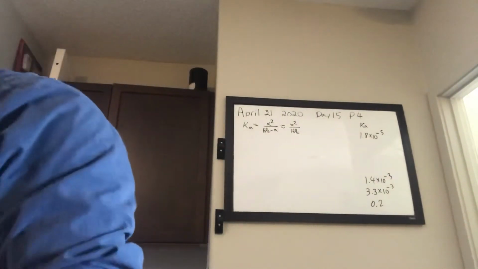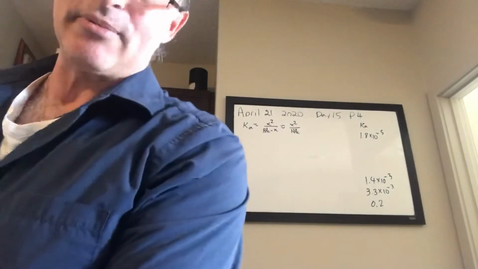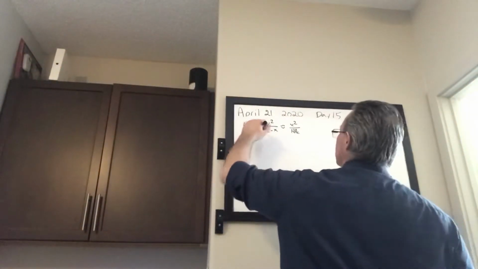Actually, for the last one, it will make a big difference because it's only a 0.1. No, we're going to have to use a quadratic formula. Otherwise, we're going to get strange results. 0.01. All right, so this is 0.01.